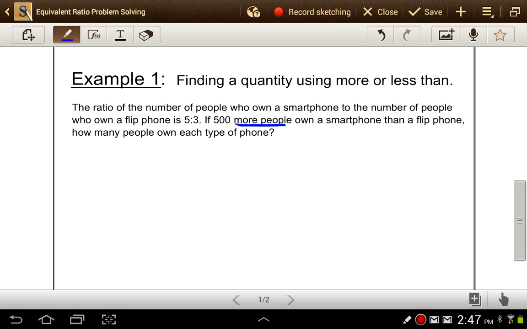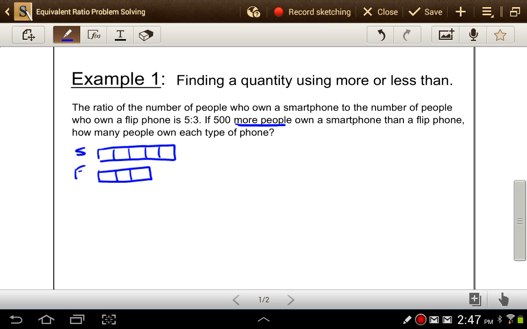Okay, so to solve this problem, the first thing I'm going to do is make a tape diagram for each part. So I have my smartphone and my flip phone. For my smartphone, I'm going to make it 5 sections long. And for my flip phone, I'm going to make it 3 sections long. Now this one's a little bit more difficult because the 500 is a more than problem. So what I'm going to do in step 1 is figure out how many more I have in my smartphone than my flip phone.